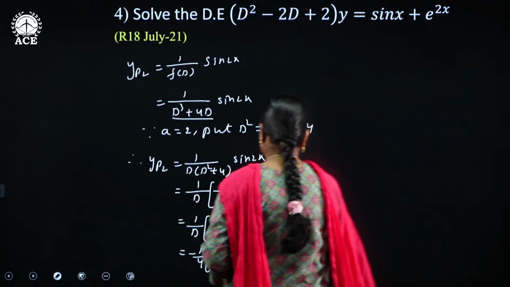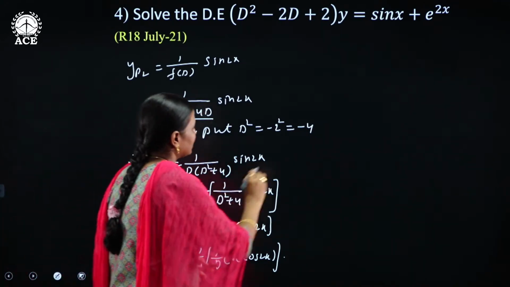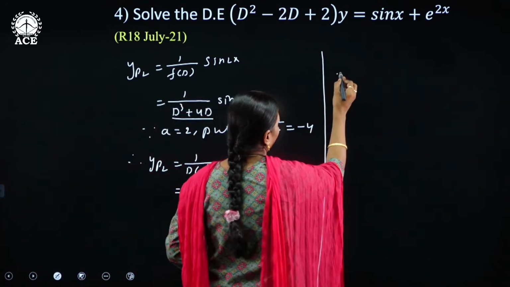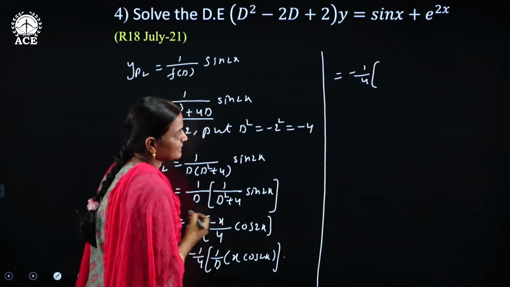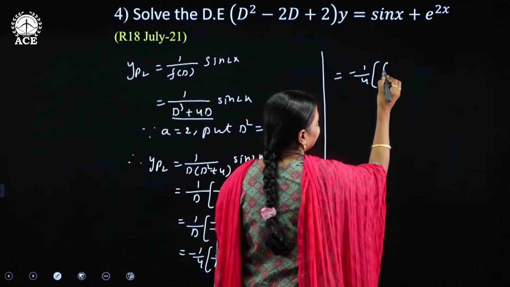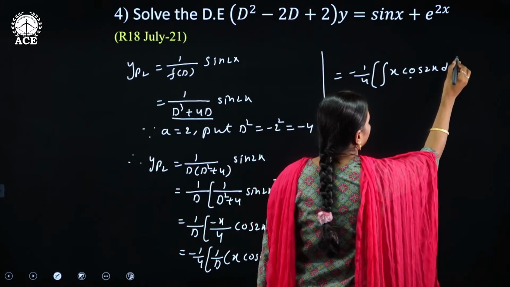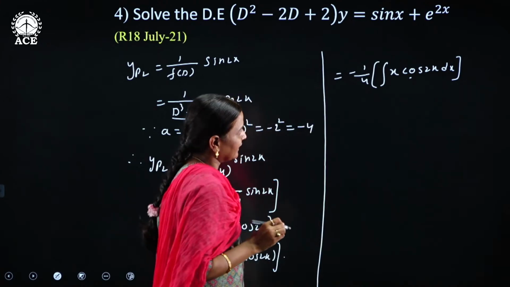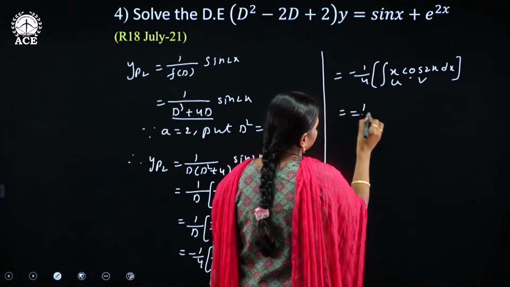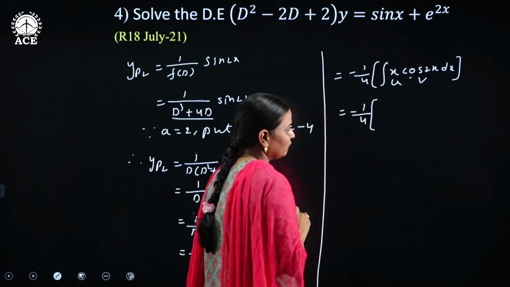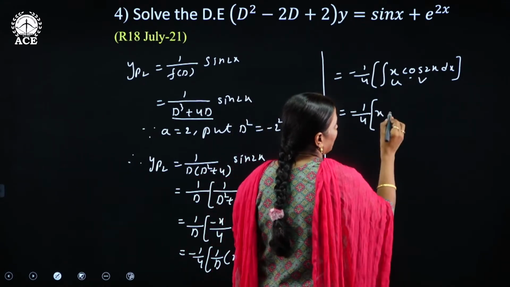Now how to write this value? This 1 by d into x cos 2x can be written as integration of x into cos 2x into dx. Now here apply integration by parts, uv. Already in the last class I told what the formula is. So minus 1 by 4 into u. What is u? X. v1: what is integration of cos 2x?